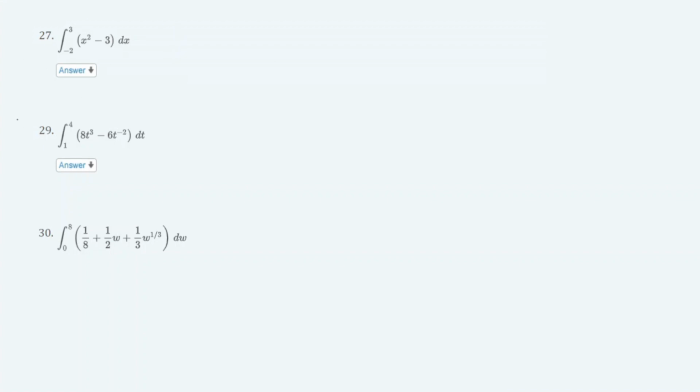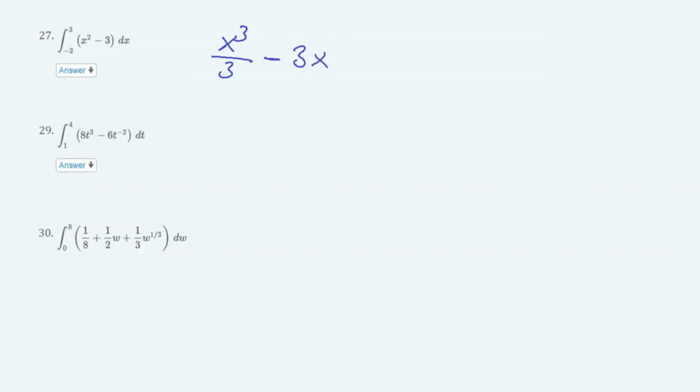So let's take a look at these few questions here. First, let's get to integrating. Let's look at 27. We have x squared minus 3 integrated from -2 to 3. So first, let's integrate x squared minus 3 in terms of x, in which we would add 1 to the exponent and then divide it by that new exponent. And then minus 3, that would just be 3x.